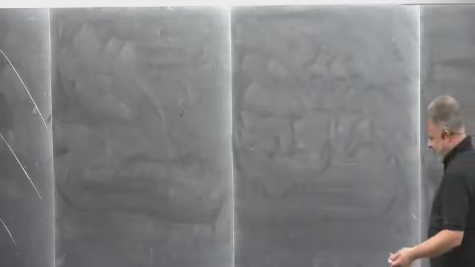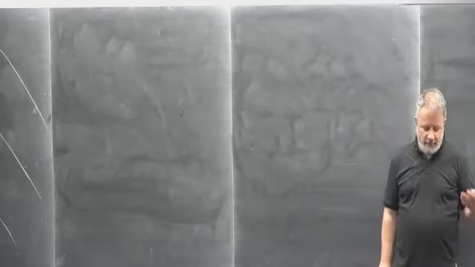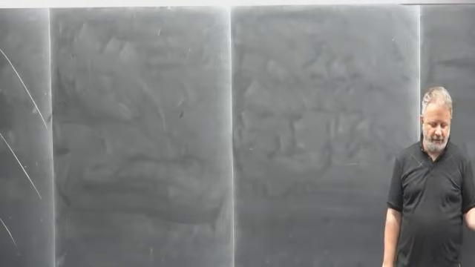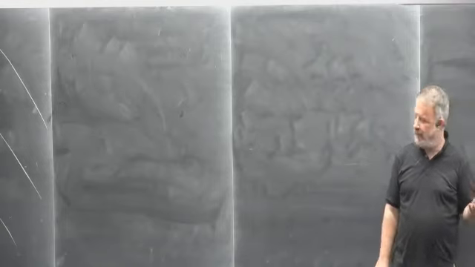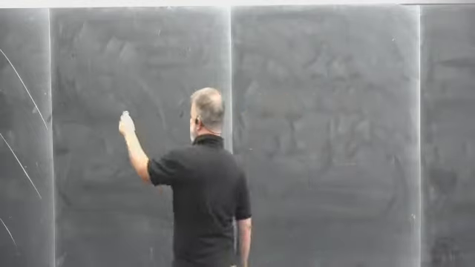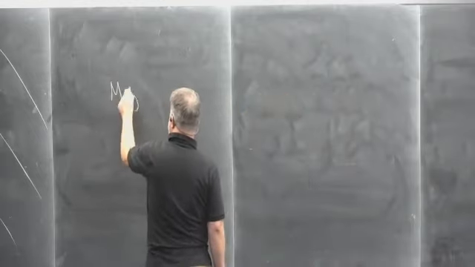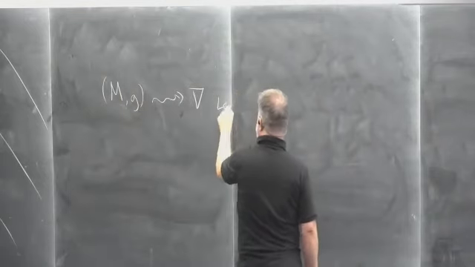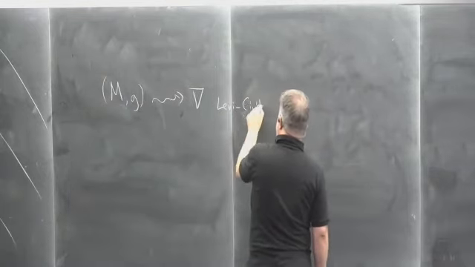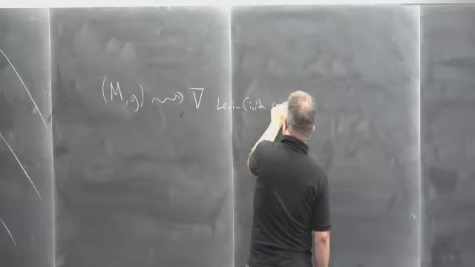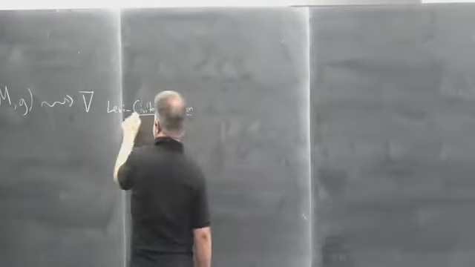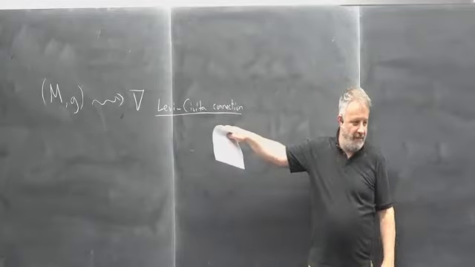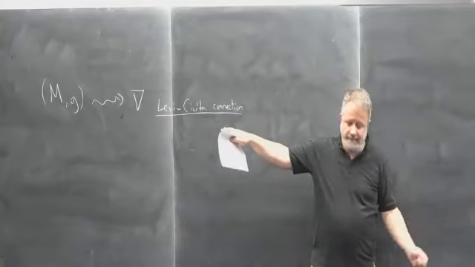So what did we do last time? We had a smooth manifold with a Riemannian metric on it. I said there are lots of Riemannian metrics on any smooth manifold. From the Riemannian metric, we got what's called the Levi-Civita connection. So here's our Riemannian manifold. This gives us the Levi-Civita connection, which was a way to take covariant derivatives, or directional derivatives, of vector fields in the direction of tangent vectors.